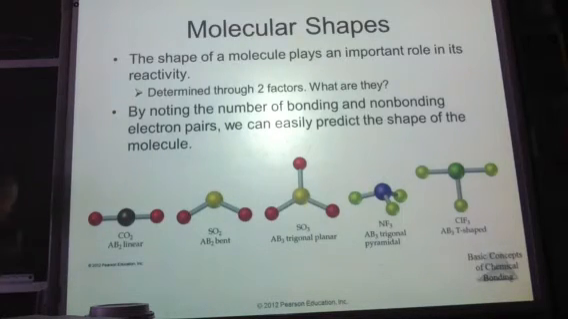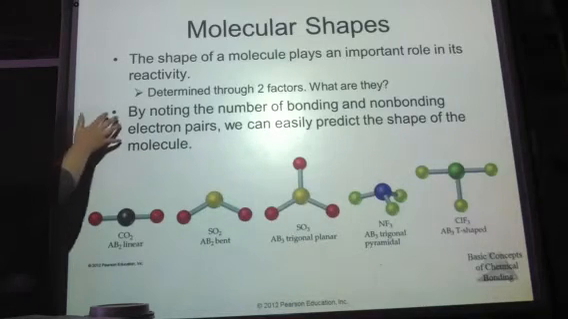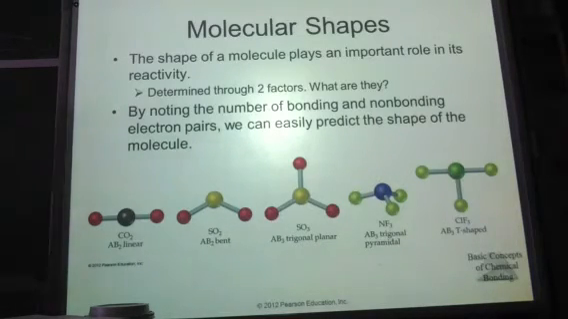The shape of a molecule is going to play an important role in reactivity. Things react the way that they do because of their shape. If we can note the number of bonding and non-bonding electron pairs, that's how we can determine shape. It's not just important for us to understand the shape, but also to understand how the electron pairs, whether they're bonding or non-bonding, are acting, or how many of them we have, because that's going to predict the shape for us.